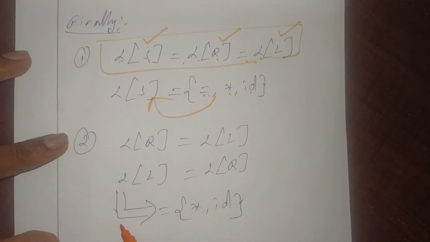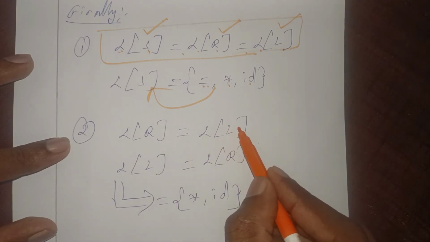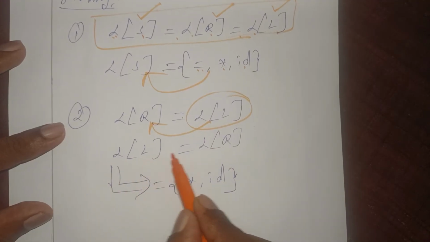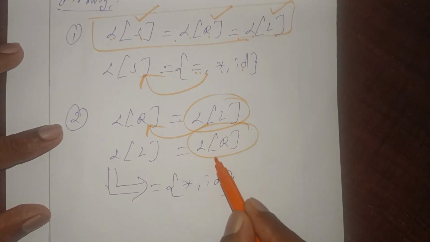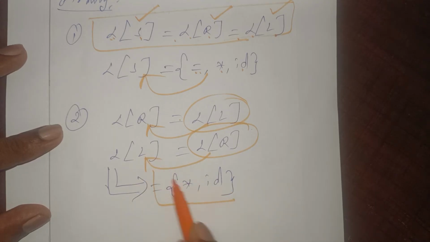Second consolidation. Number 1, leading of R is equal to leading of L. That is, anything you have in L is applicable for R. Leading of L is equal to leading of R. The meaning is, anything you have in this R is applicable for L. The final answer you found here is asterisk comma id.